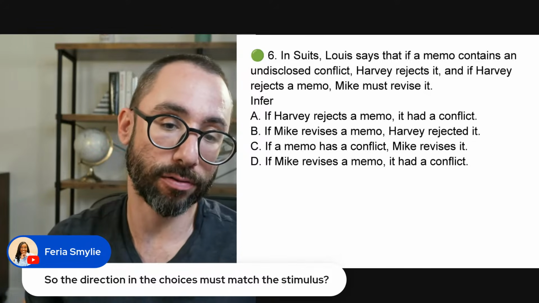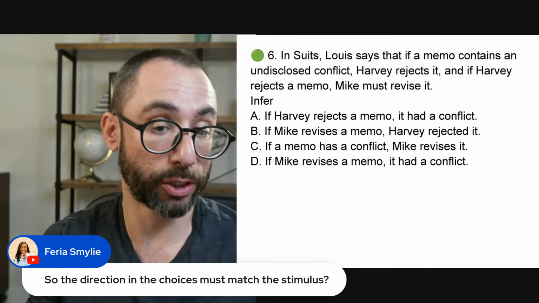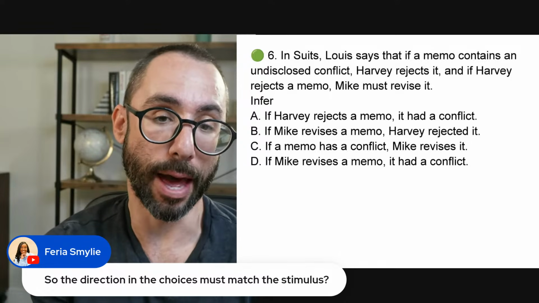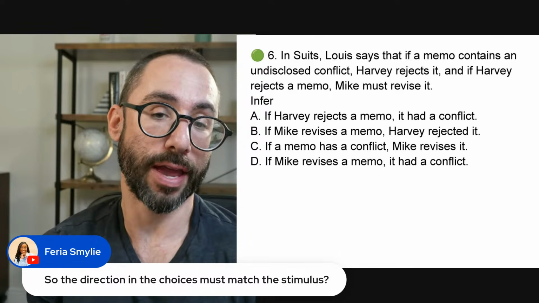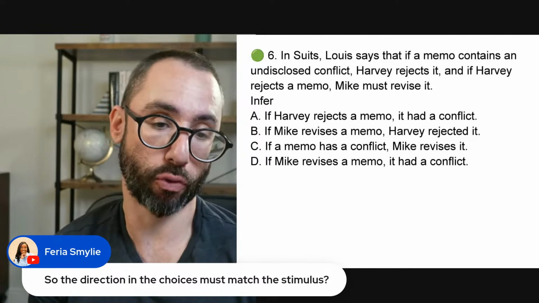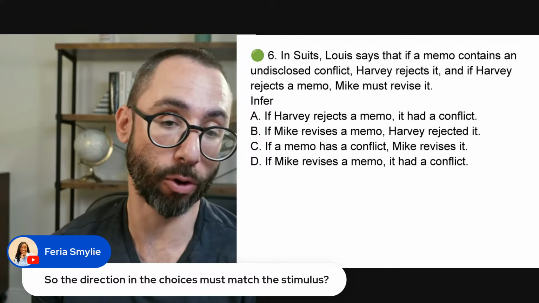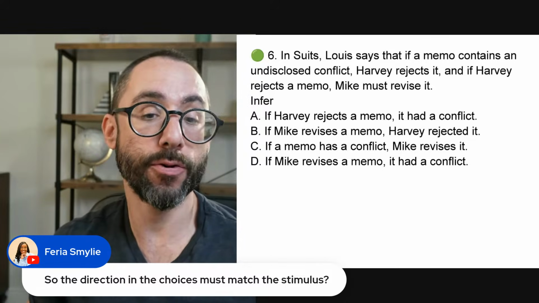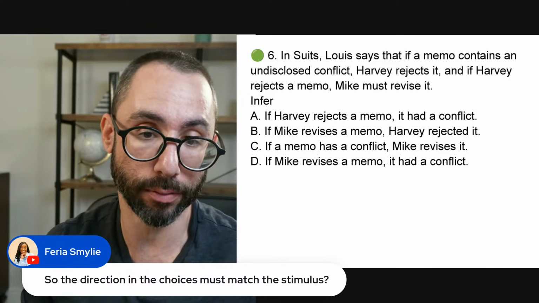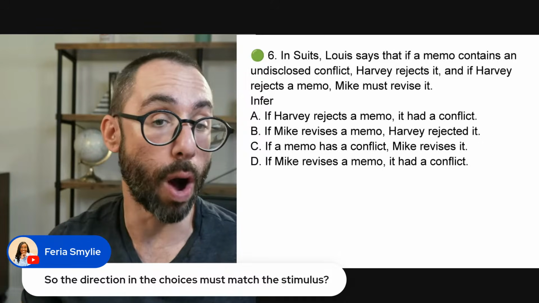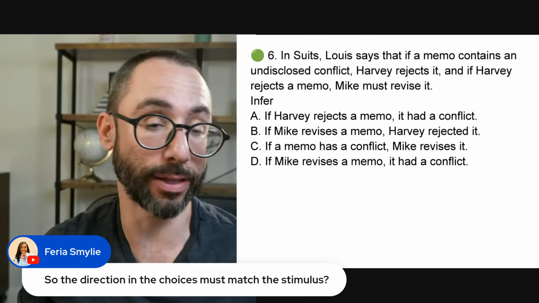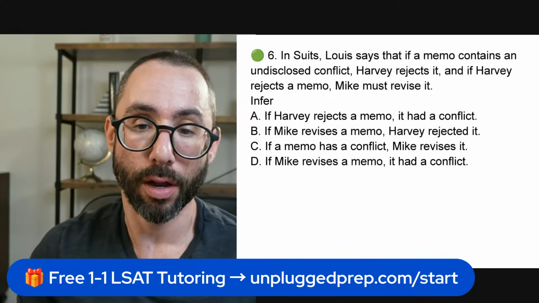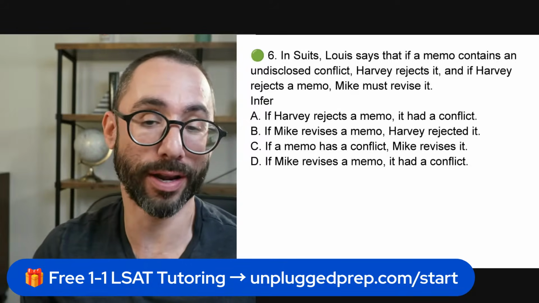So Feria asks, so the direction in the choices must match the stimulus? Yes. The short answer here is yes, meaning that the order of the statements in the conditional matters a great deal. We can't go backwards on an arrow, just like you can't go the wrong way on a one-way street. So in other words, if you had a statement saying X requires Y, having an answer saying Y requires X would not be logically equivalent. That's going backwards, and we can't do that. Cool? All right, awesome. Tough question, but we're going to keep going. We're going to keep practicing these.